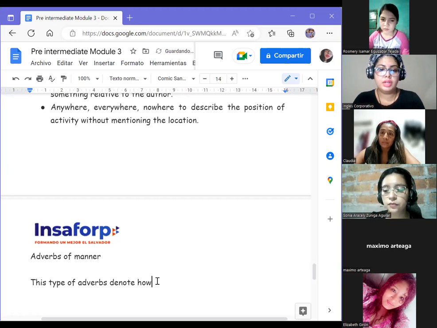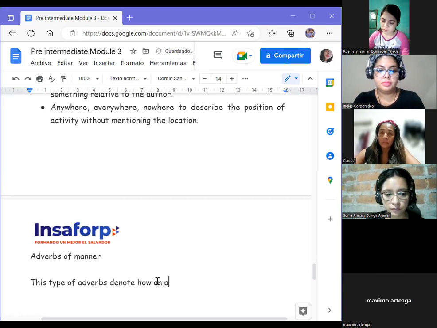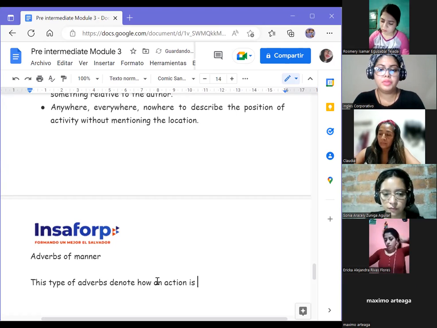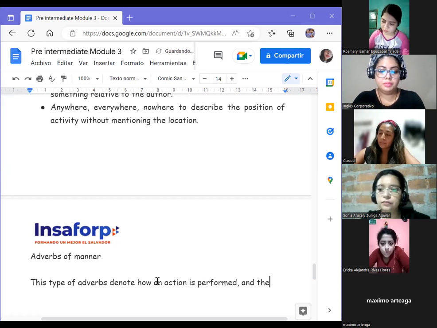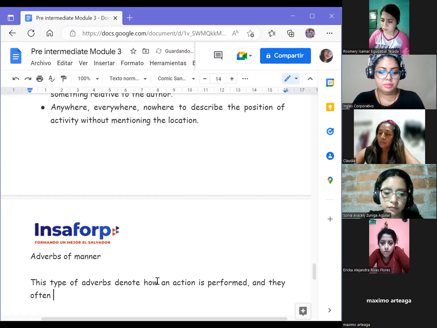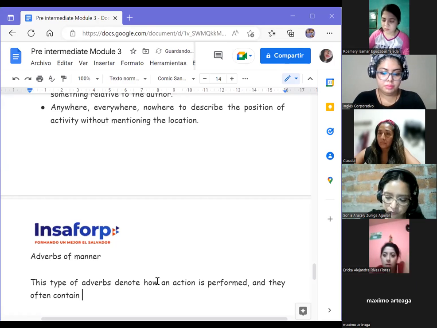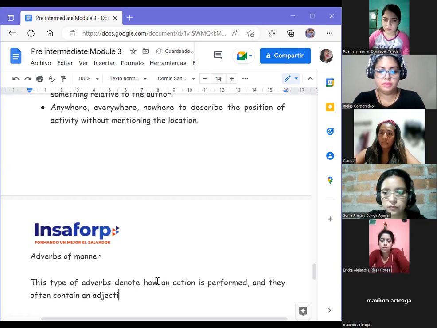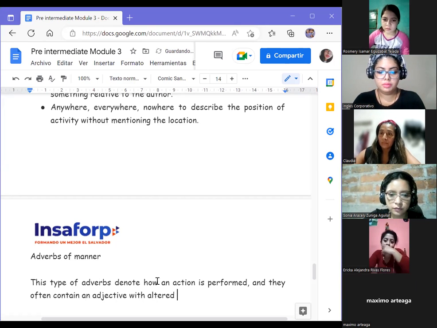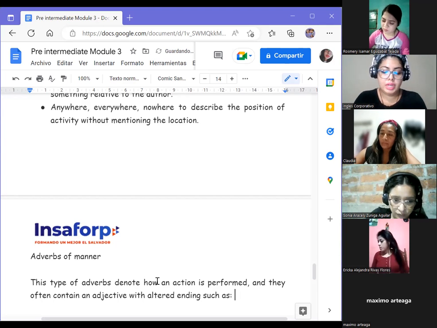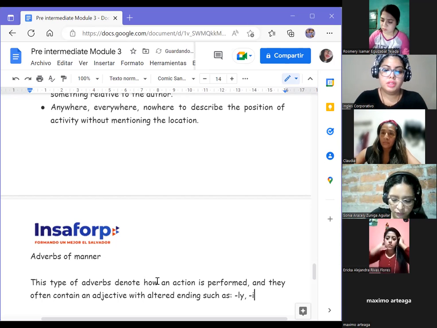How an action is performed. And we have the ending. We have the first one, L-Y, E-L-Y, and Y.